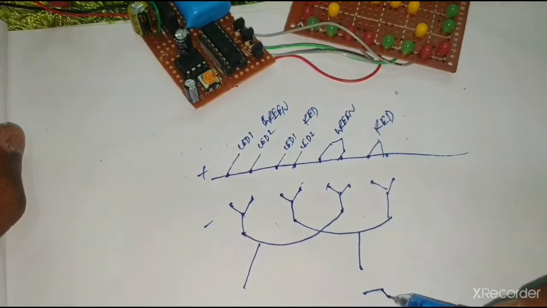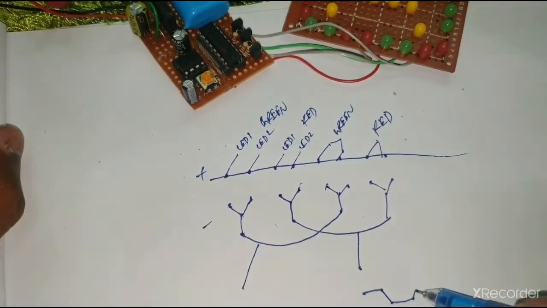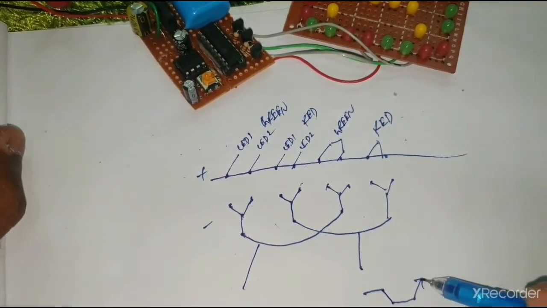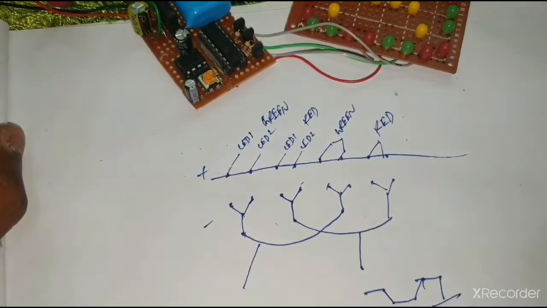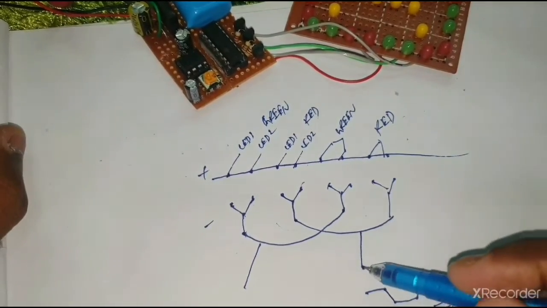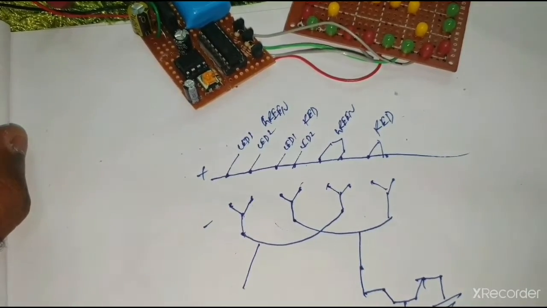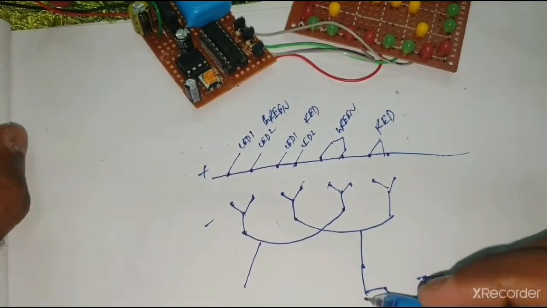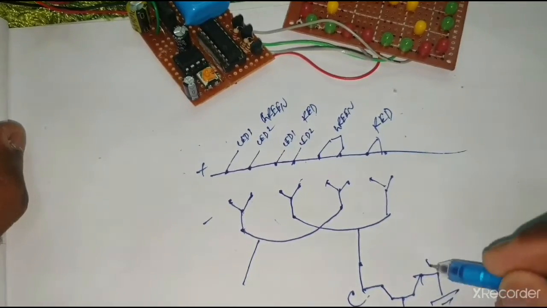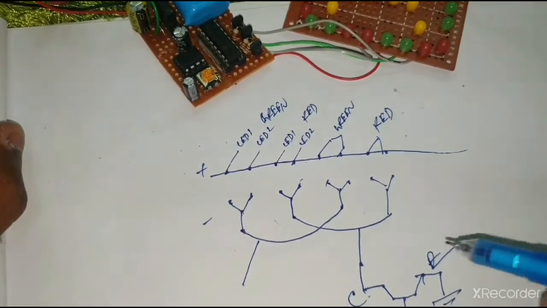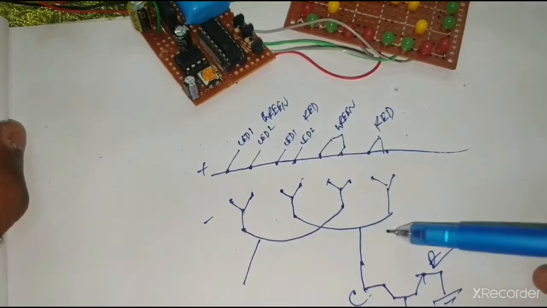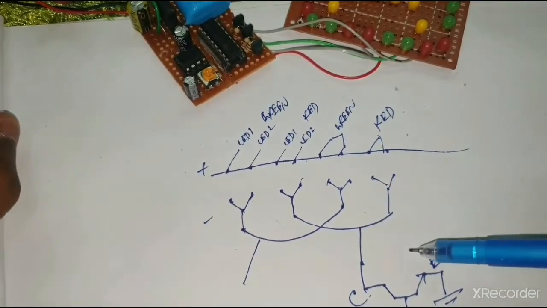Suppose negative, collector, 1K. The collector, base, this is the emitter. So in this way you can decorate all the LEDs.